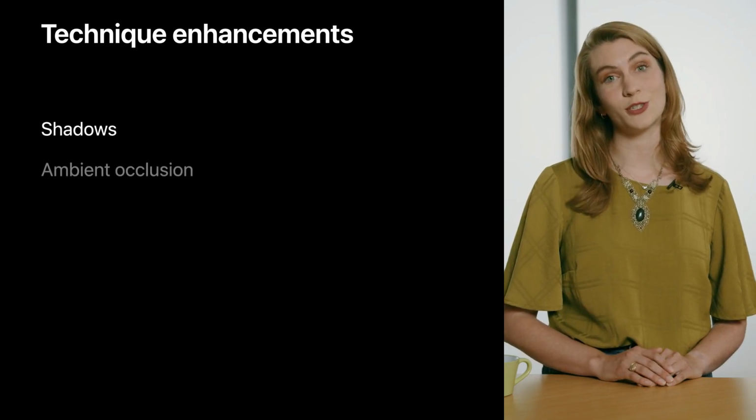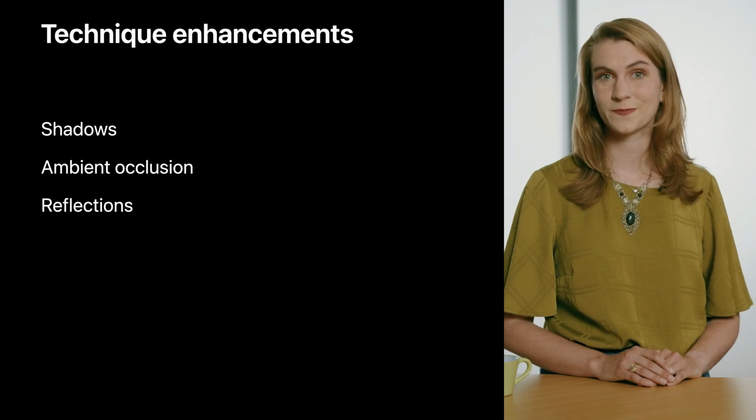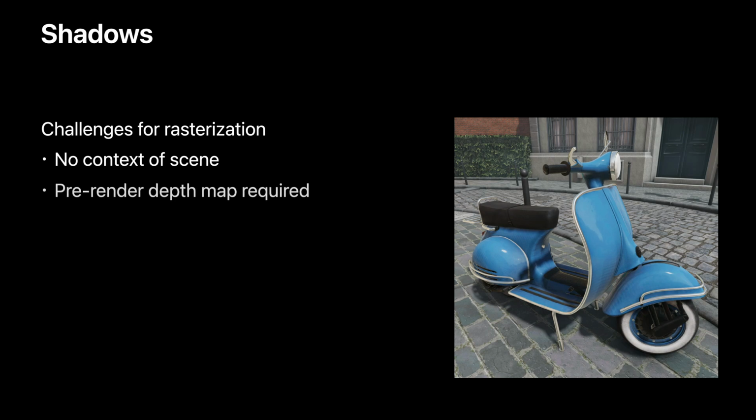Now that we know how to encode a hybrid rendering workload, let's review some techniques that can be improved by ray tracing. We'll focus on shadows, ambient occlusion, and reflections. Let's start with shadows. Shadows help convey the proximity of objects to each other within the scene. This is a challenge for rasterization, though, because we lose the context of the scene at the time of shading. Shadow mapping can help supplement this lack of information, but requires extra rendering from each light's point of view.